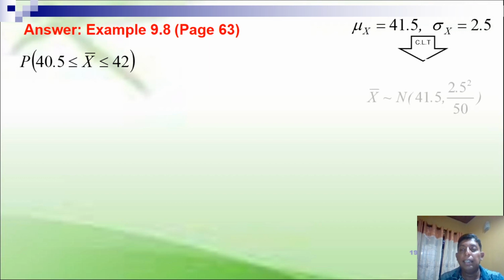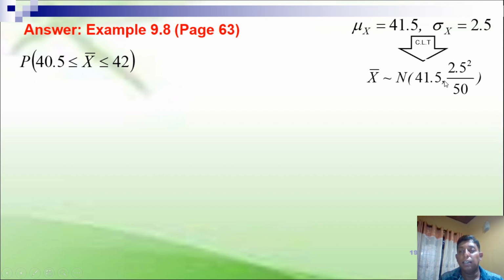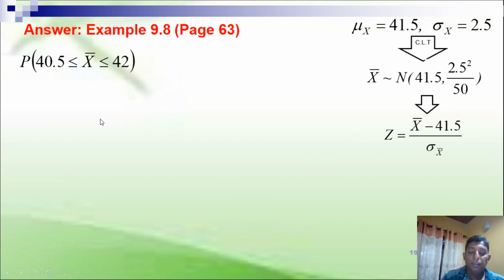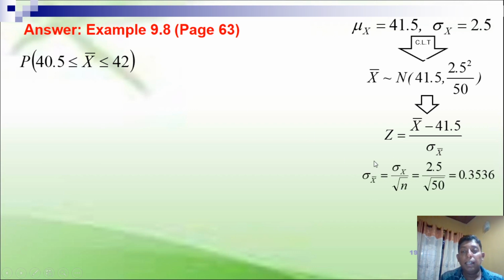Then according to the central limit theorem, we can say the mean value of the lifetime of saw blades follows normal with these parameter values, 41.5 and 2.5 to the power 2 over 50. When using this transformation, we can first convert the x bar values into standard normal. Standard deviation of the x bar equals 0.3536. Use this formula to calculate the standard deviation of the x bar.